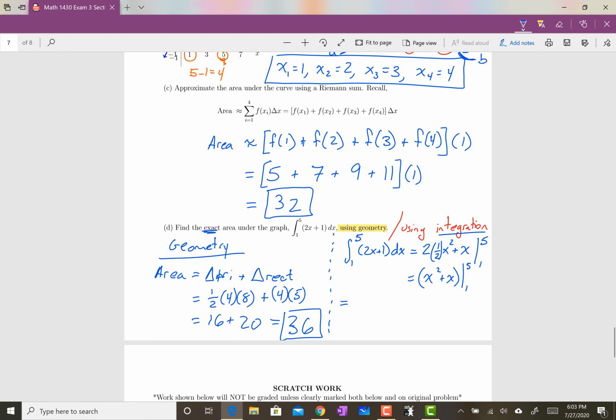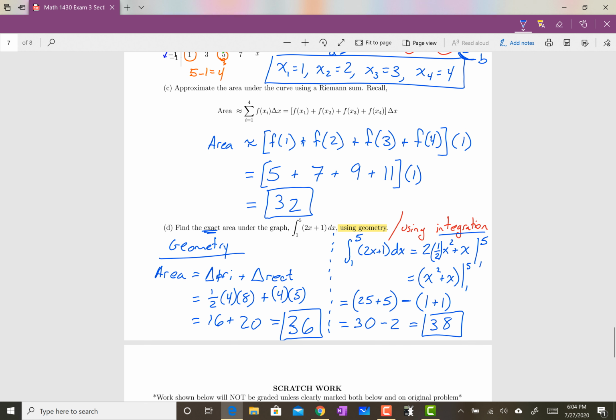The fundamental theorem of calculus says plug in the top value first. So if I plug in 5, 5 squared is 25 plus my x value of 5. And then I have to subtract what happens when I plug in my lower value. 1 squared is 1, and x is just 1. So what do I get? I get 30 minus 2, which is 38.